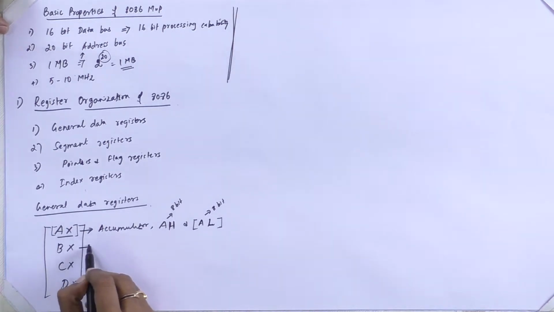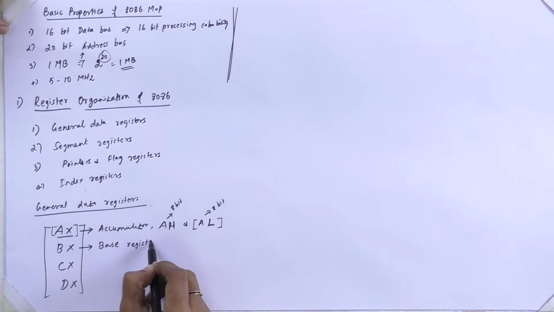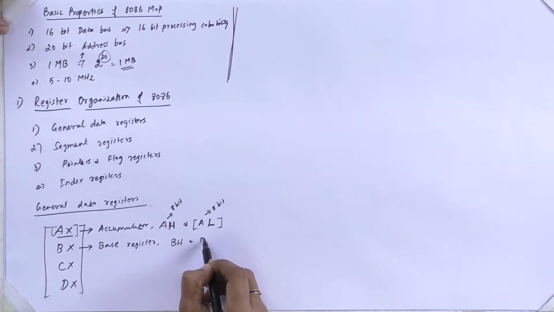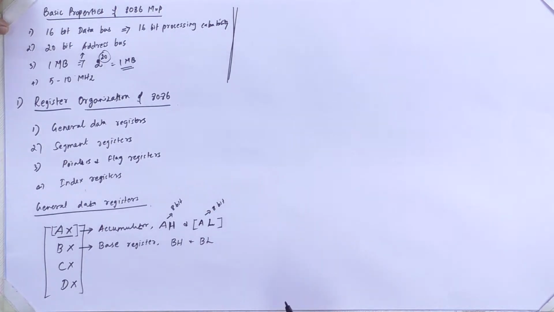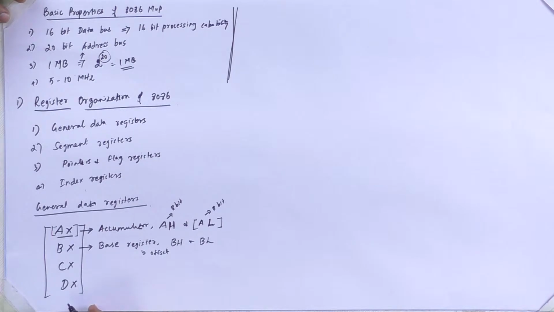Likewise, BX refers to base register. It is also classified into higher order register BH and lower order register BL. This base register is used to store the offset value, which will be used for forming physical addresses. The concept of forming physical addresses will be discussed in the forthcoming sessions.